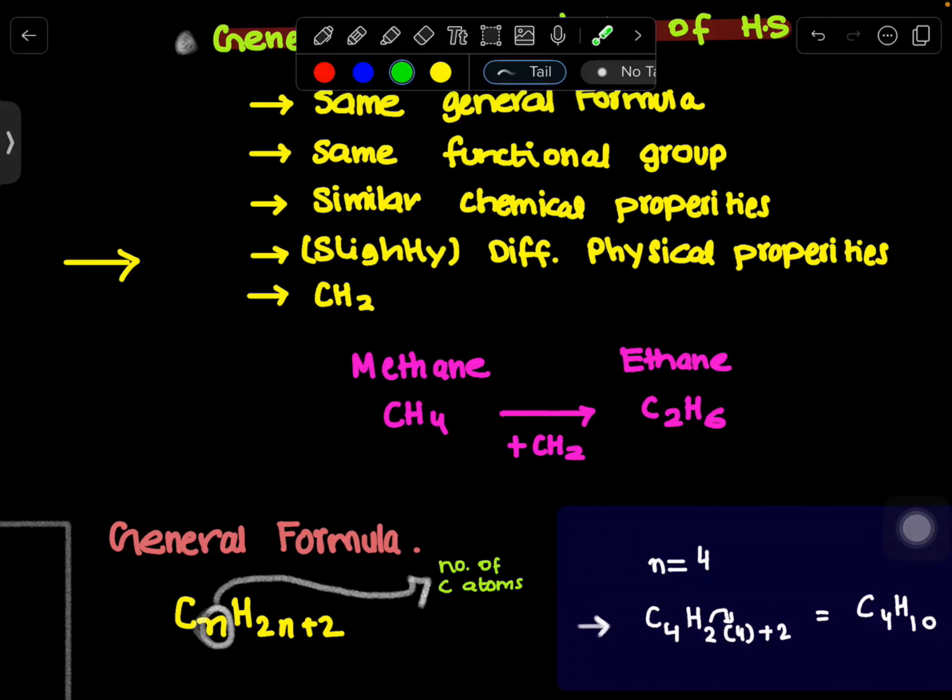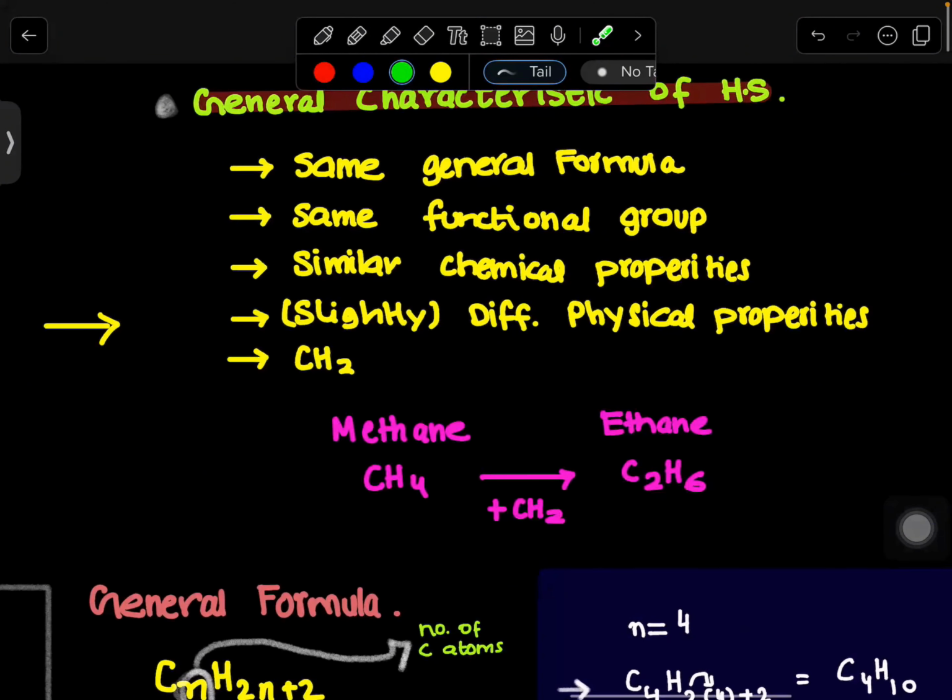So the addition of the CH2 group results in the increase of mass of the following member of the homologous series. And when you increase the mass, that means more energy is needed to break those bonds and cause the change of state. To go from solid to liquid and liquid to gas, you now need more energy. That is why the members of the same homologous series have slightly different physical properties.